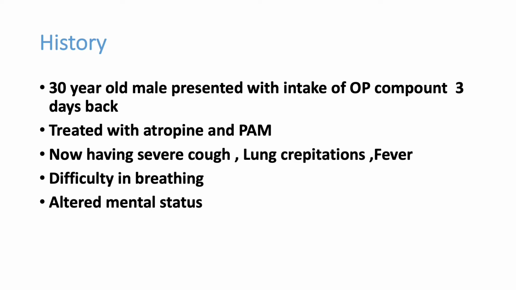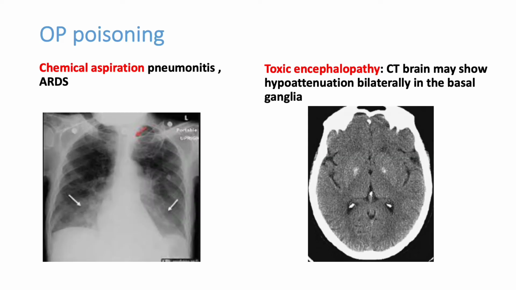He is having difficulty in breathing and altered mental status. It can be due to toxic encephalopathy or due to atropine itself. Now, X-ray is taken. X-ray shows bilateral diffuse infiltrates, especially in the lower zone of the lungs. It is due to either aspiration pneumonia or ARDS. ARDS is one of the common presentations of OP poisoning.